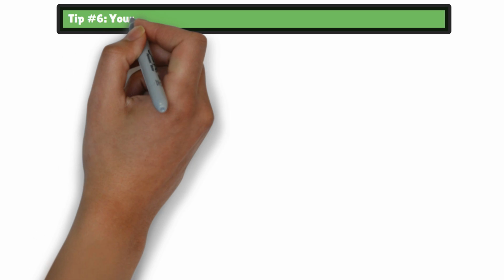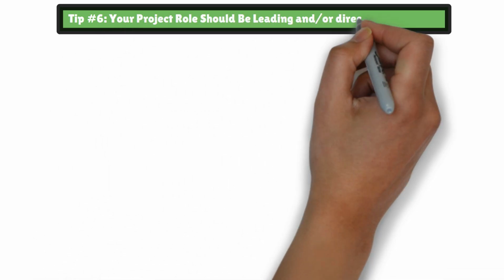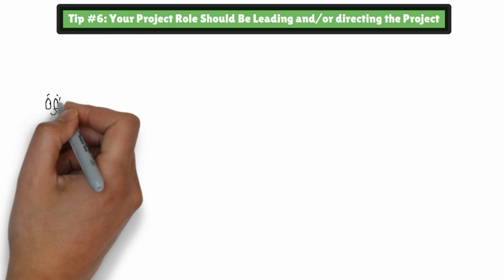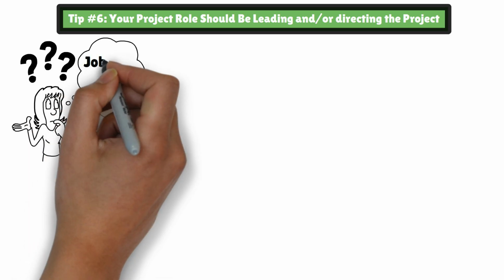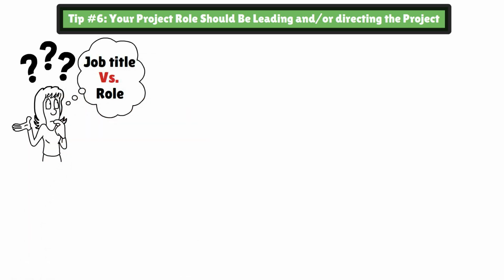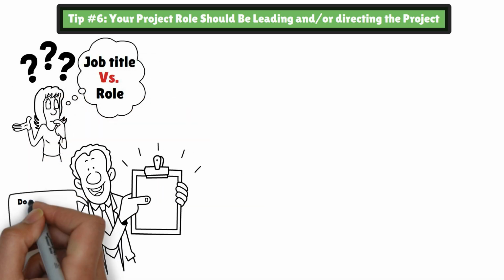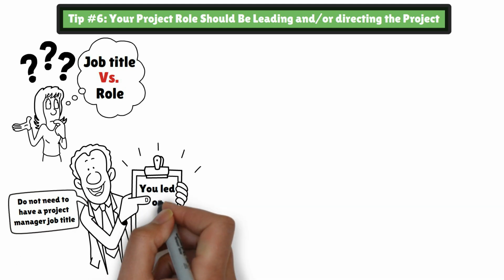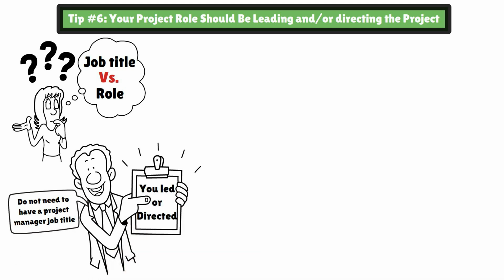Tip number 6. Your project role should be leading and/or directing the project. One common confusion is the job title versus role in the project. While you do not need to have a project manager job title, your role must demonstrate that you led or directed the project.